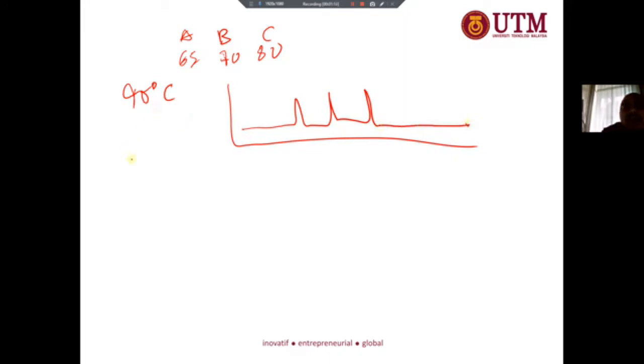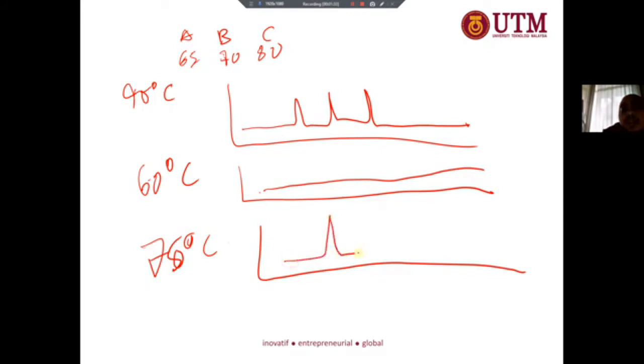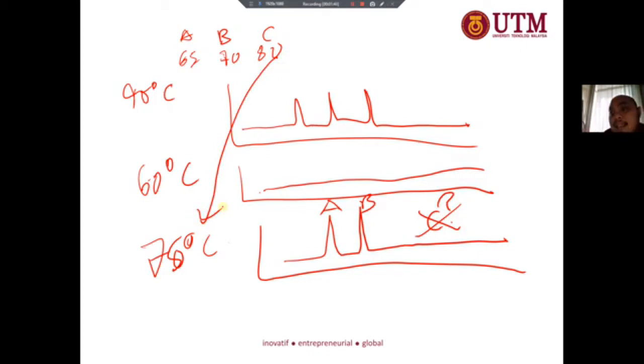Why can you not choose 60 degrees for the oven temperature? The problem when you use 60 degrees is that there may not be a peak to appear, because the boiling point of the analyte is much higher. So for example, you choose 75 degrees Celsius for the oven. What happens? You will detect A and B. C will not be eluted since the boiling point of C is much higher, so it will stay in the column. So it's very simple.